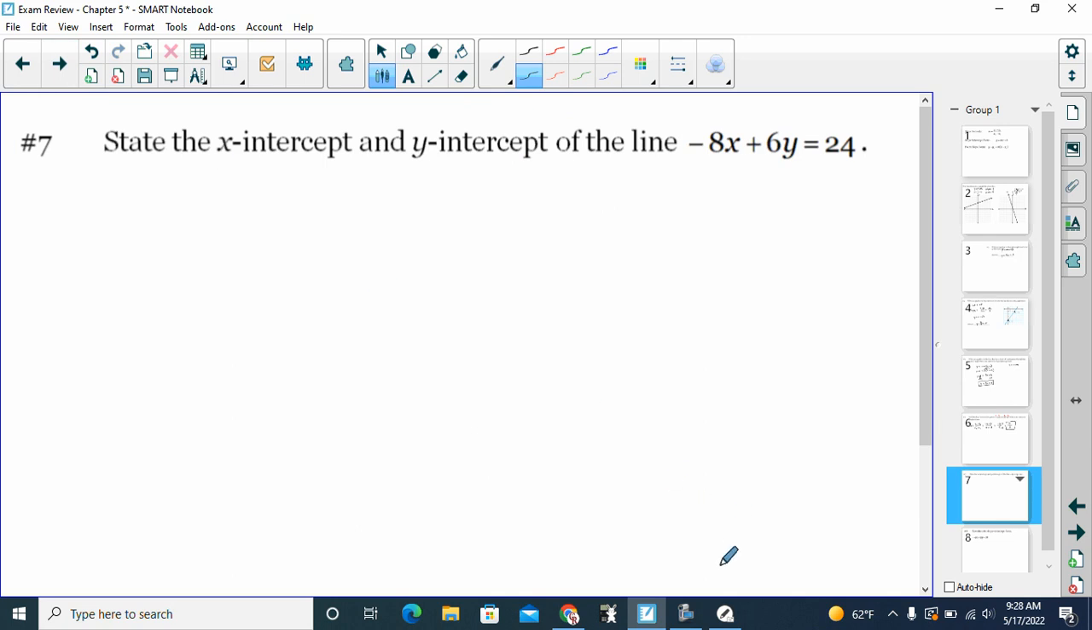Number 7 of 8. We've got 2 more to do here. Number 7 asks us to state the x-intercept and the y-intercept of the given line. This equation is not in slope-intercept form, so I can't see the y-intercept right now. If it was y equals something, we could get the y-intercept and the slope. We couldn't get the x-intercept from slope-intercept form. To find an x-intercept, we plug in 0 for y. And to get a y-intercept, we plug in 0 for x.